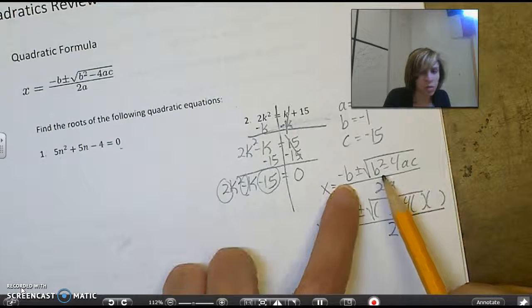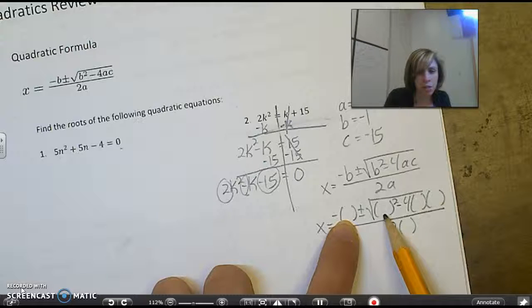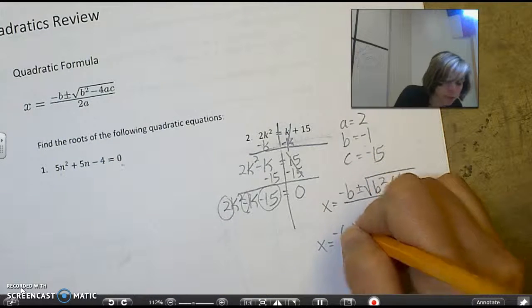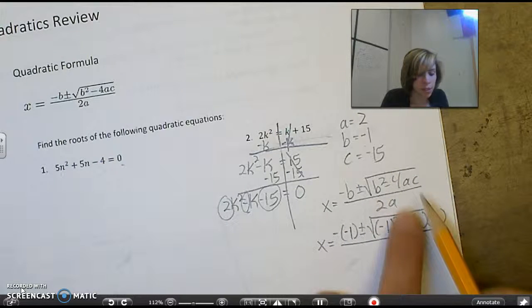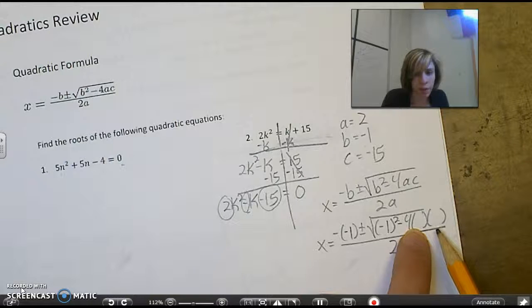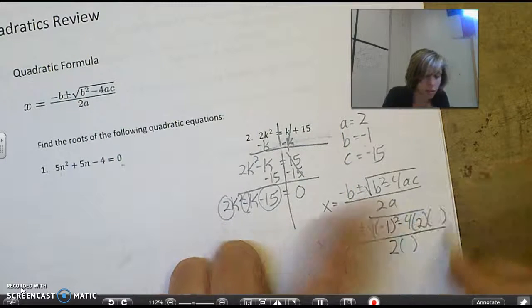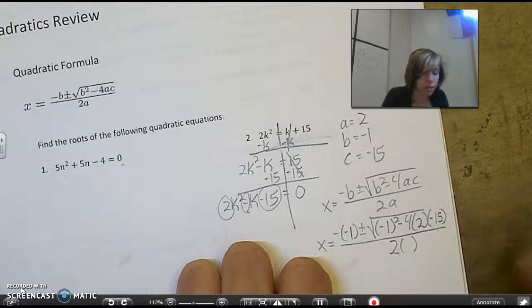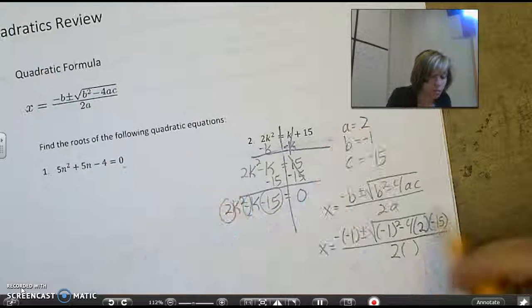Okay, so let's use this as reference. So both of these are b's. So the number that goes in here is the b value, which is negative 1. So I'm going to put negative 1 here, negative 1 here. This is A and C, so my A value goes here, my C value goes here. My A is 2, I'll put here. My C is negative 15, I'll put that here. And then my A is going to go there. So that's 2.